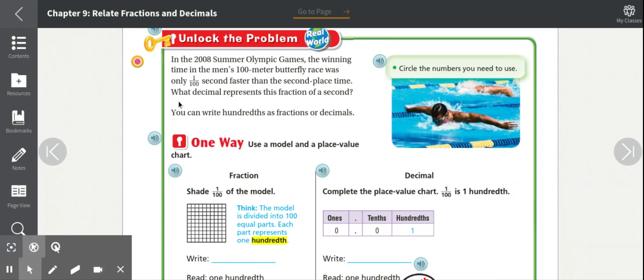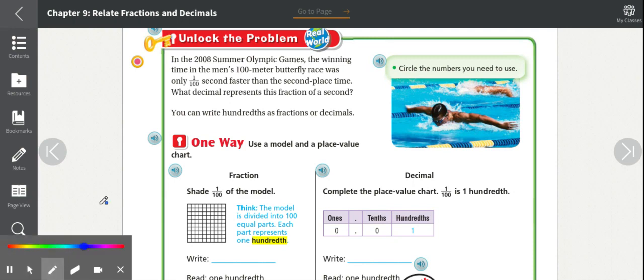Okay. It says in the 2008 Summer Olympic Games, the winning time in the men's 100-meter butterfly race was only 1/100th of a second faster than the second place time. What decimal represents this fraction of a second? So we're going to circle the numbers that we need to use.